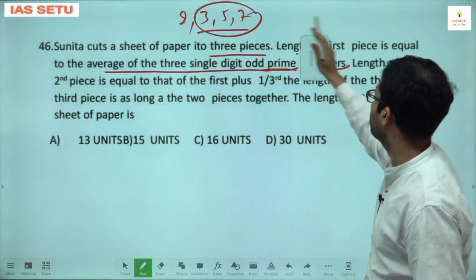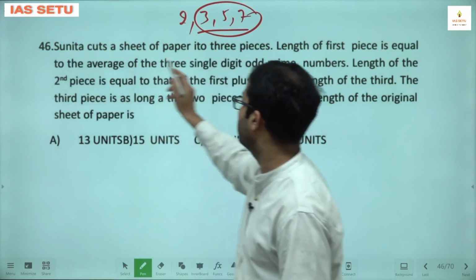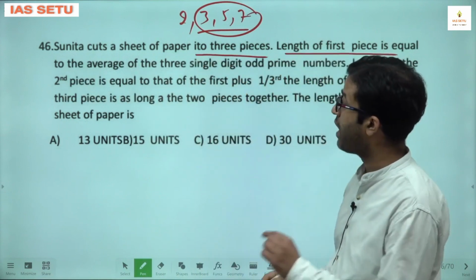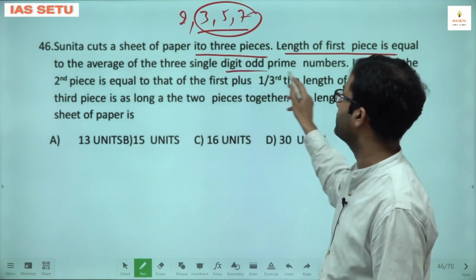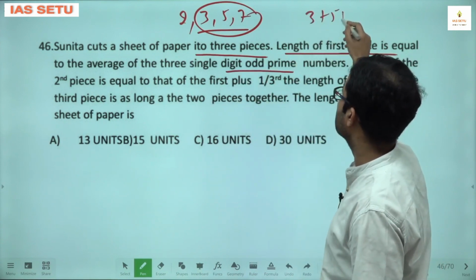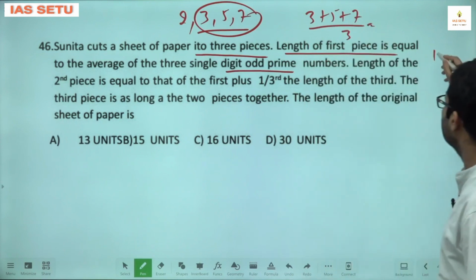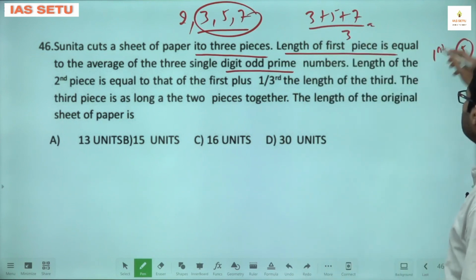Read this statement carefully. Sunita cut a sheet of paper into 3 pieces. The length of the first piece is equal to the average of the 3 single digit odd prime numbers. So 3 plus 5 plus 7 is 15, divided by 3, it is 5. So the first piece is 5.